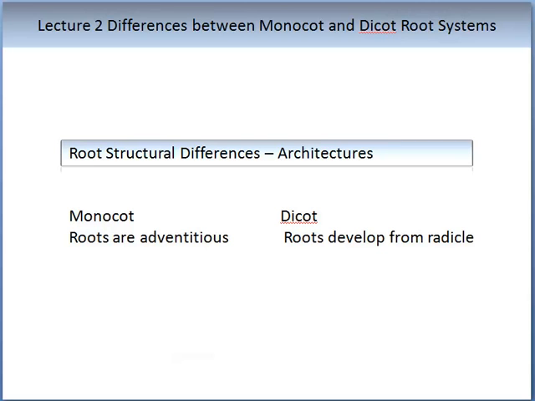So to conclude, the way the roots develop is different between a monocot and a dicotyledon. A monocot plant will have an adventitious root system, while a dicotyledon will develop roots from the radicle.